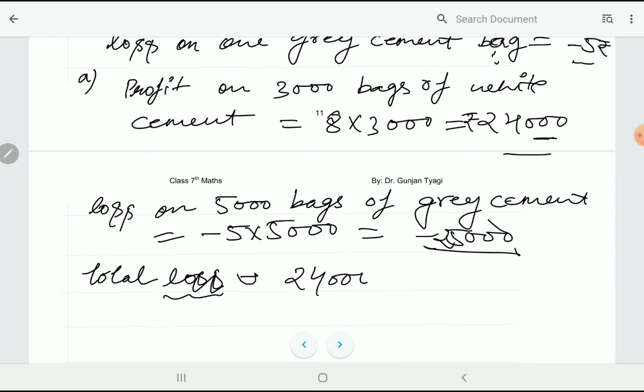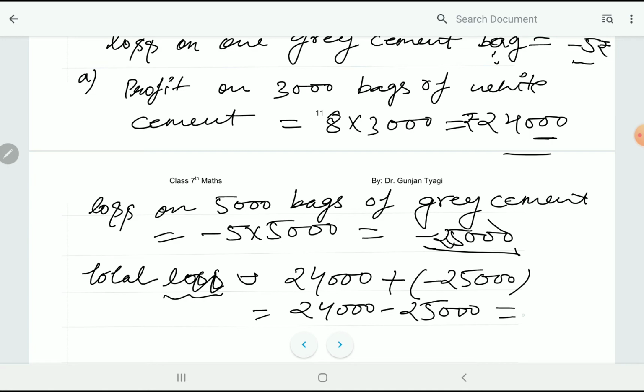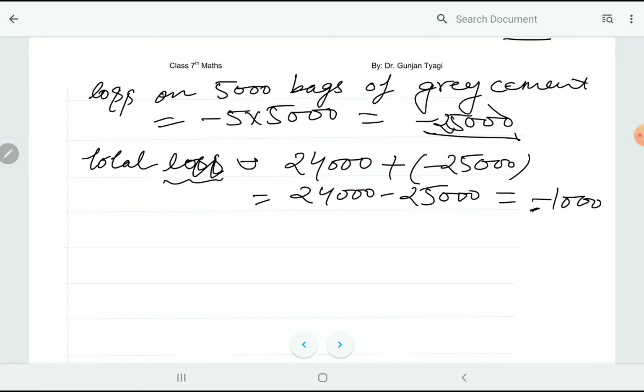So that is equal to 24,000 plus -25,000. 24,000 minus 25,000 is equal to -1,000. So minus indicates the loss. So loss is rupees 1,000. This is the answer for the A part. Let's do the B part.